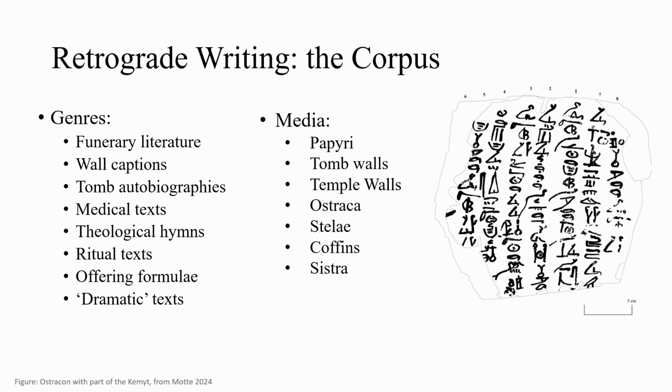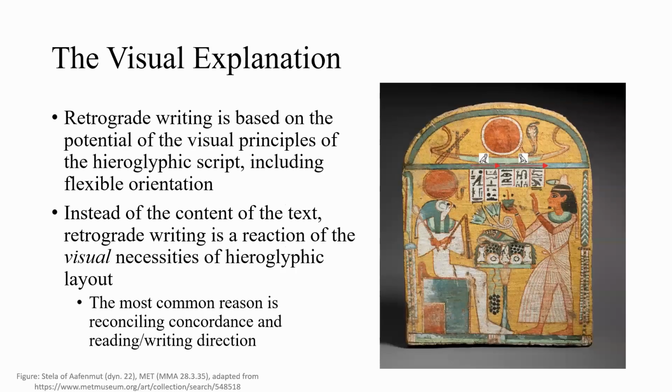more broadly, because how do we explain, say, a theological hymn in terms of the reverse nature of the underworld? Or how do we explain retrograde writing as faulty copying from a right-oriented hieratic original, when a lot of the time retrograde writing is oriented to the left? So the visual explanation I propose instead sees retrograde writing as a consequence of the visual principles of hieroglyphic script.